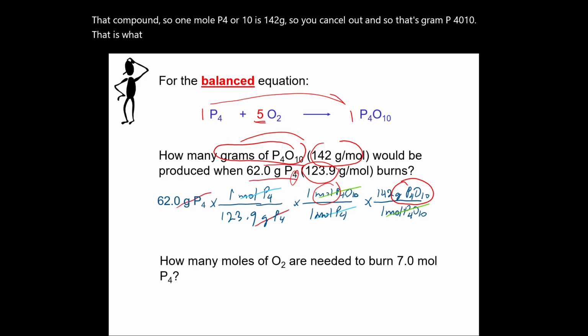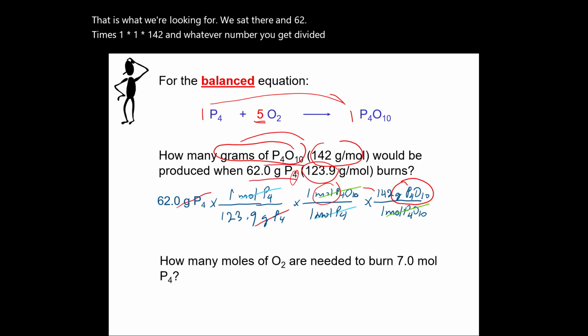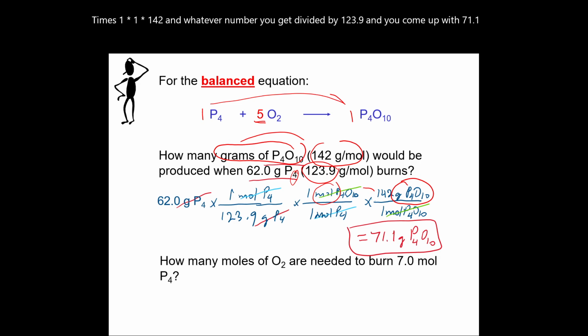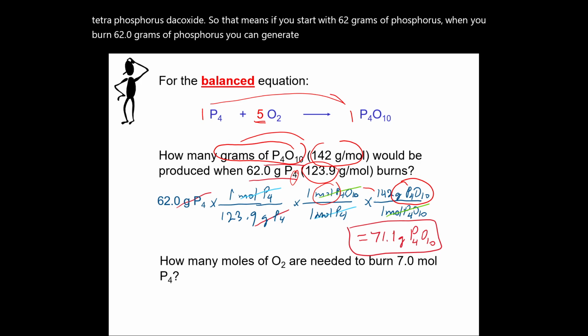We stop there, and 62 times 1 times 1 times 142, and whatever number you get divided by 123.9, and you come up with 71.1 grams tetraphosphorus decoxide. So that means if you start with 62 grams of phosphorus, when you burn 62.0 grams of phosphorus, you can generate 71.1 grams of tetraphosphorus decoxide.